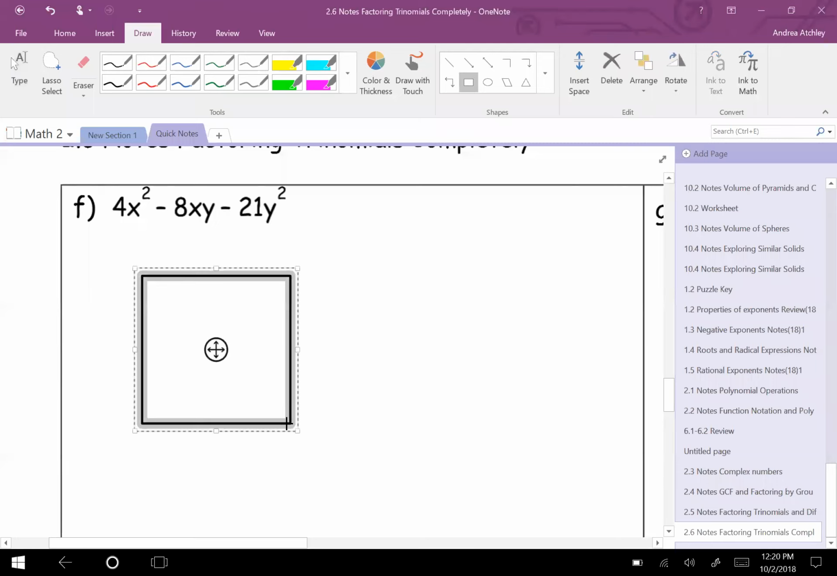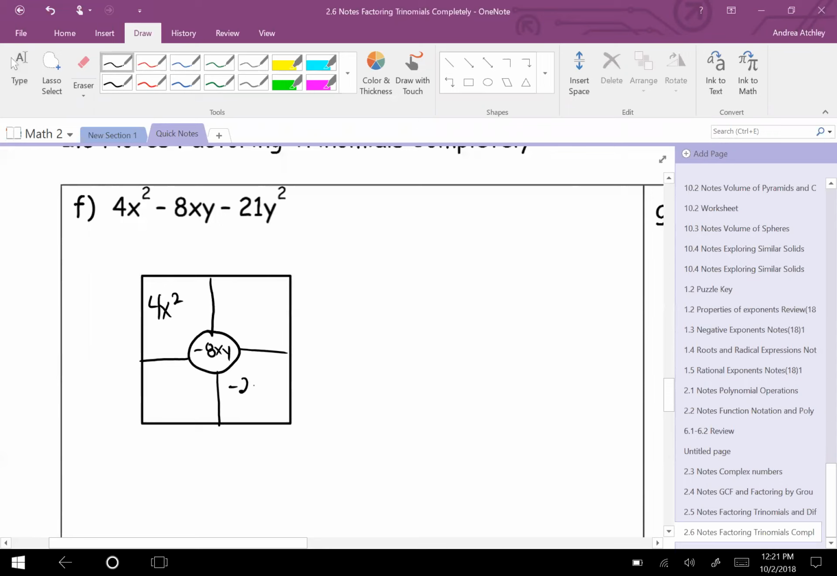So most of us figured out that it didn't have a GCF. So you gotta go directly into the box and get 4x squared minus 8xy minus 21y squared. Okay, most of us tried 2x and 2x to begin with, and then 7 and 3. 7 times 2 is 14xy. Sorry, this should have a y on it, right? And so should the 3. Because we want negative 21y squared.